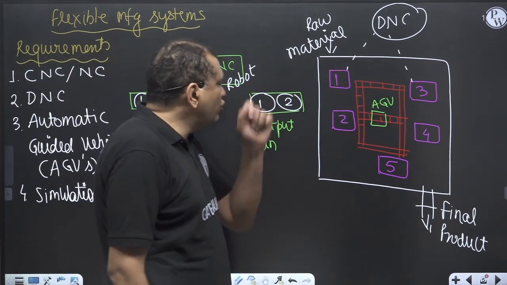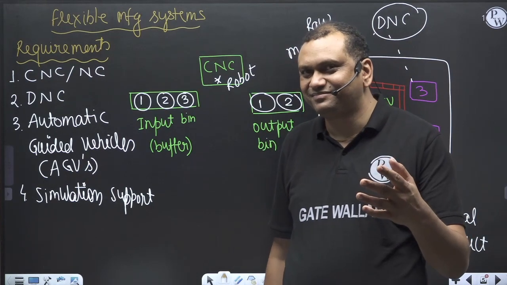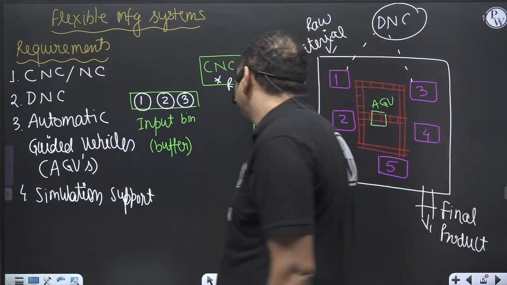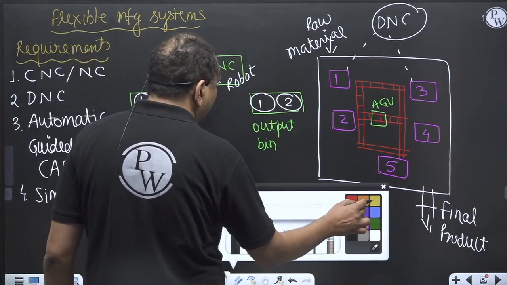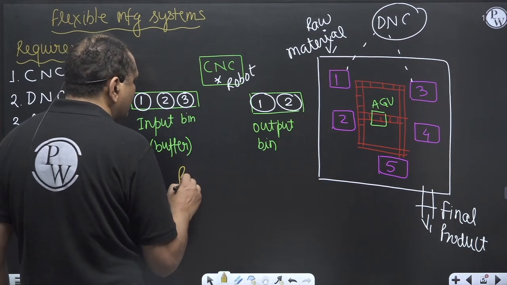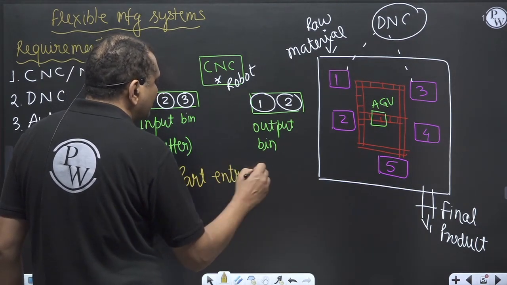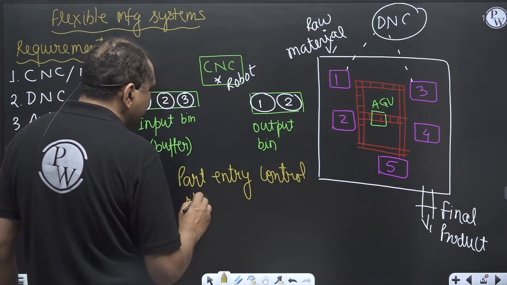Now the robot working on the CNC will work on some strategy. So, part entry control strategies by the robot.